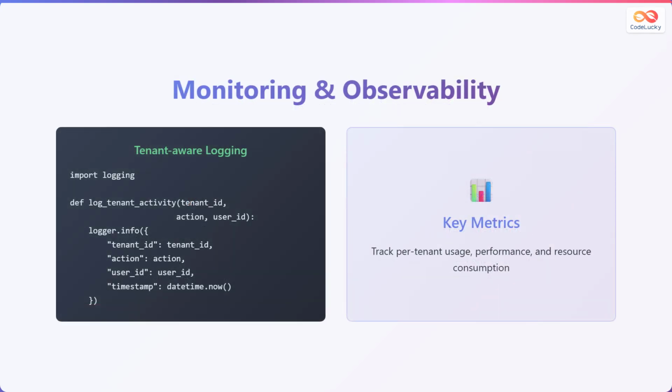To effectively manage a multi-tenant system, monitoring and observability are key. One important practice is tenant-aware logging. This involves including the tenant ID in all log entries. In addition to logging, tracking key metrics is important. We need to track per-tenant usage, performance, and resource consumption. This data helps in identifying and addressing any issues promptly.